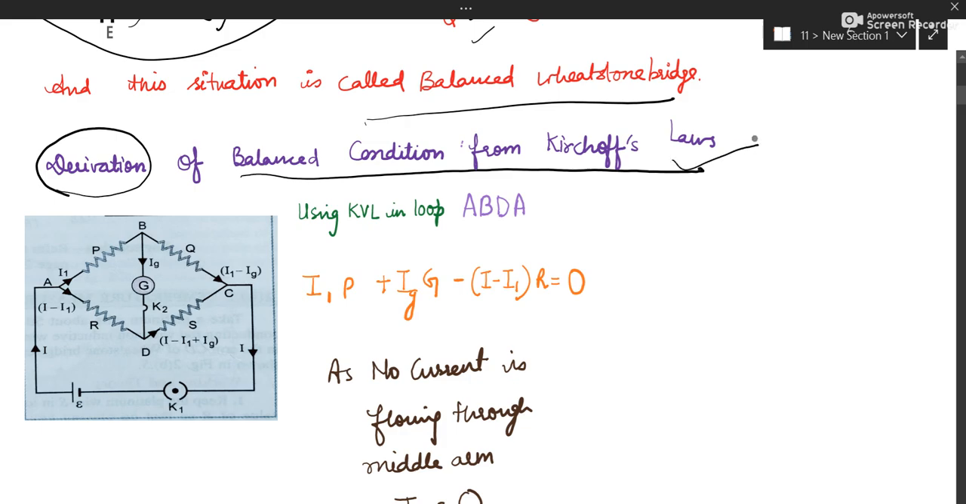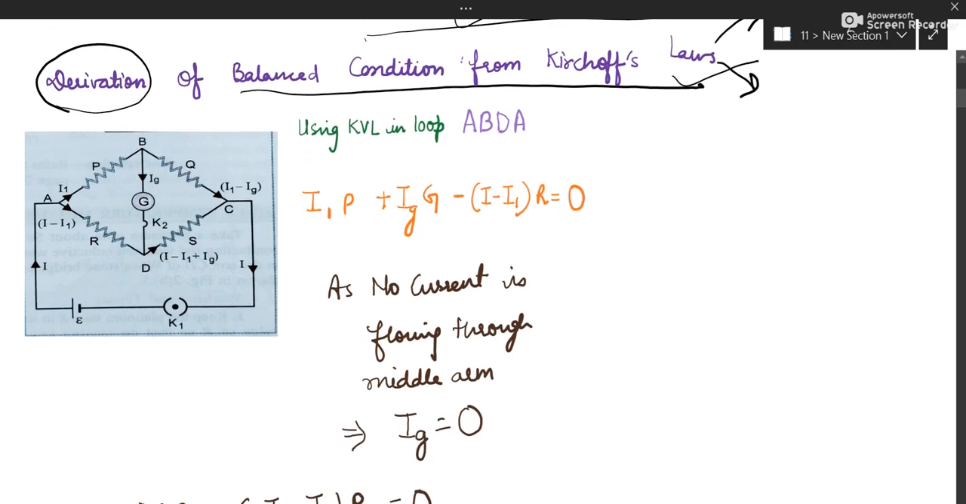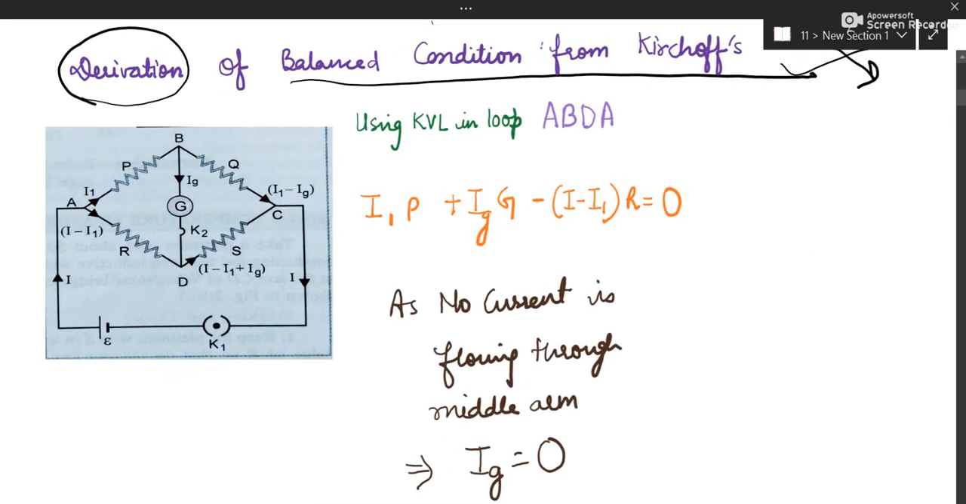It is ultimately an application of Kirchhoff's law. Be it potentiometer or this Wheatstone bridge, they all are applications of Kirchhoff's laws. So we are deriving the condition of balanced Wheatstone bridge. Let us see. We'll be drawing a Wheatstone bridge. You can see this is P ohm, Q ohm, R ohm, S ohm. The middle arm is connected to a galvanometer, and then there is a battery, then there is a key.